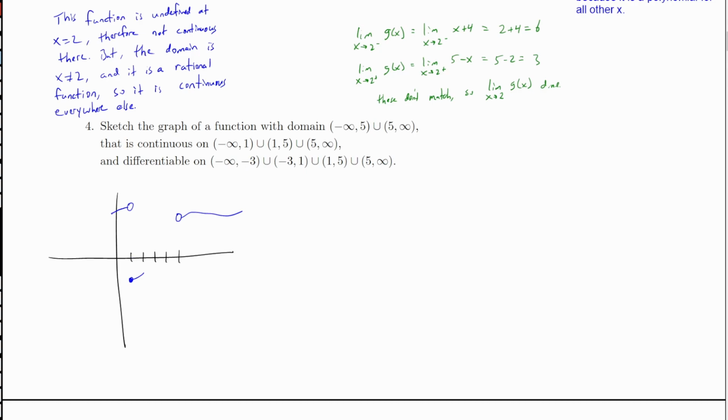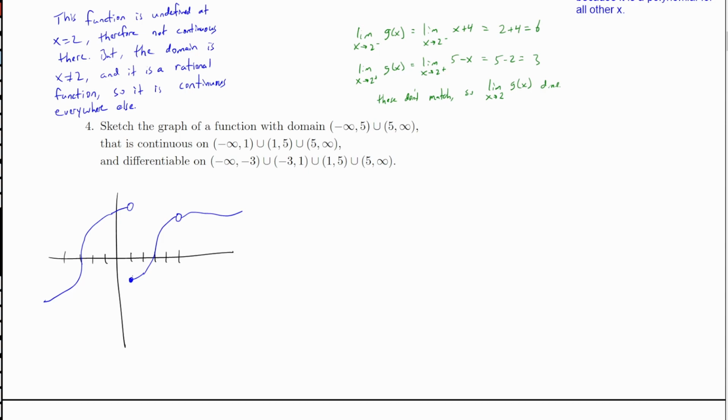Okay. And at -3, it has to be defined and continuous, but not differentiable. Okay, so one way that I could do this would be to have at x equals 3 a vertical asymptote. One way that I could do this is at x equals -3, I have a vertical tangent line. Okay, so here the vertical tangent makes the derivative not defined, but the function is continuous.